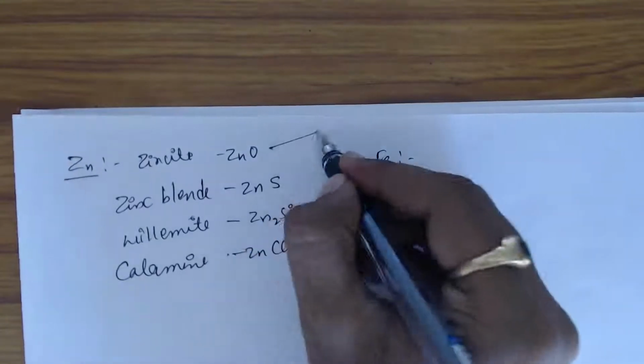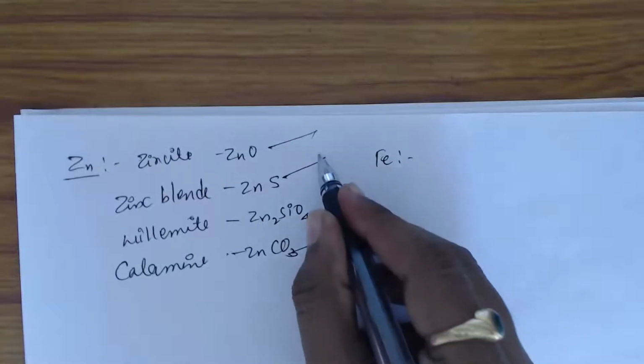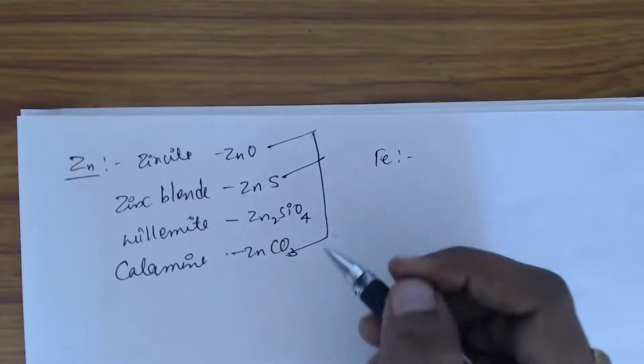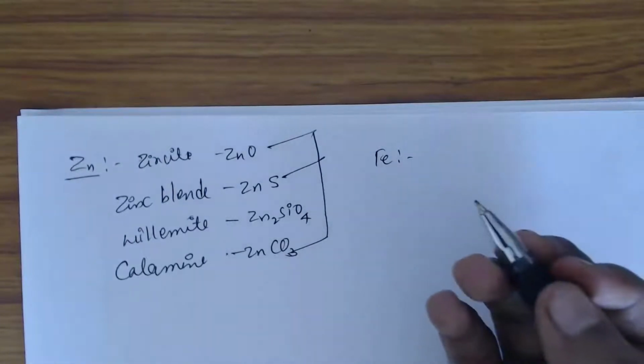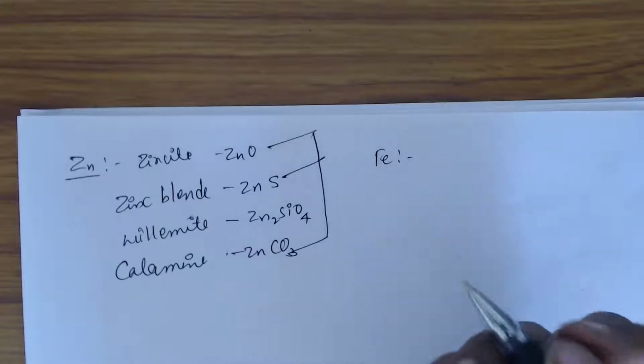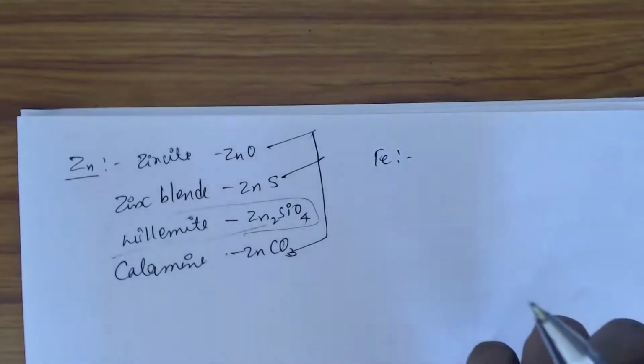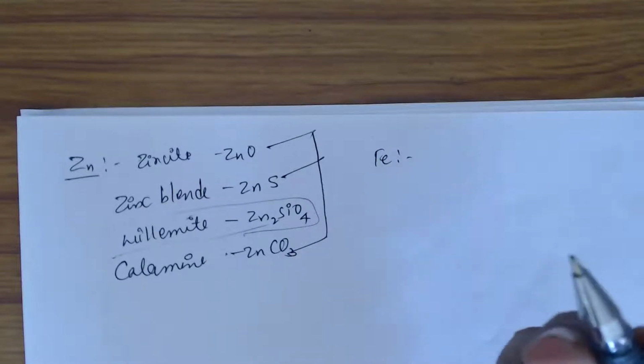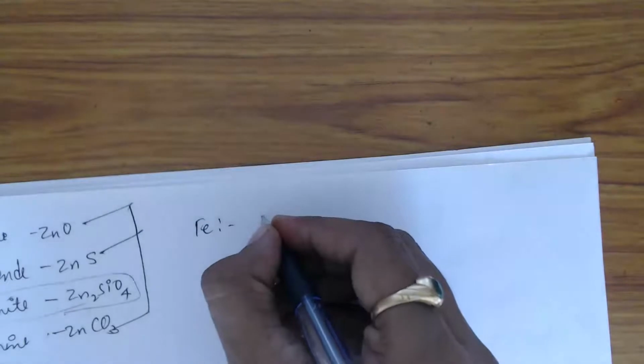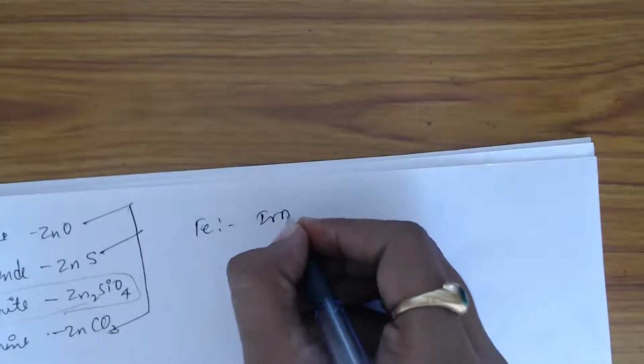Understood? So these three you already studied in NCERT, extraction of isolation method. In the theory class I explained this. So this one extra you have to remember. Willemite means zinc silicate.